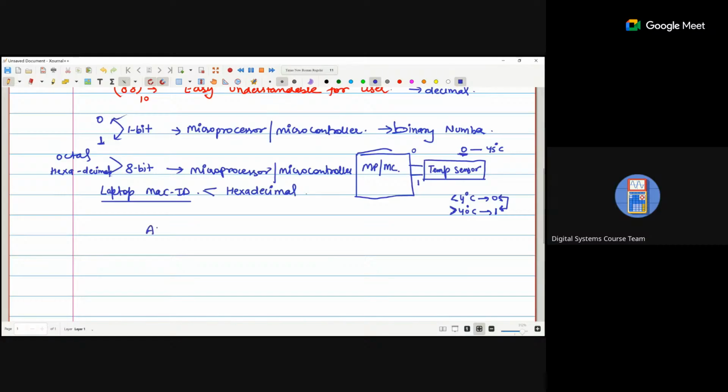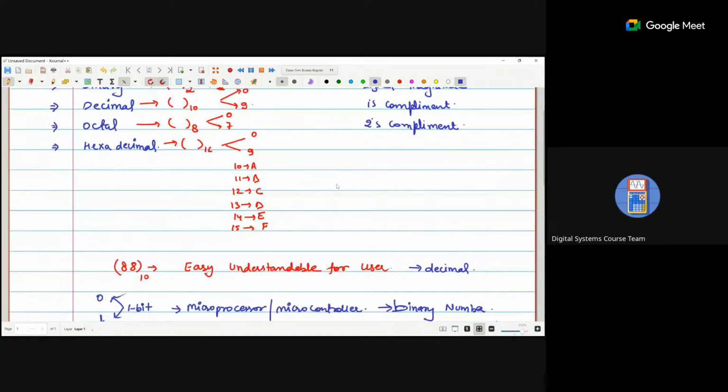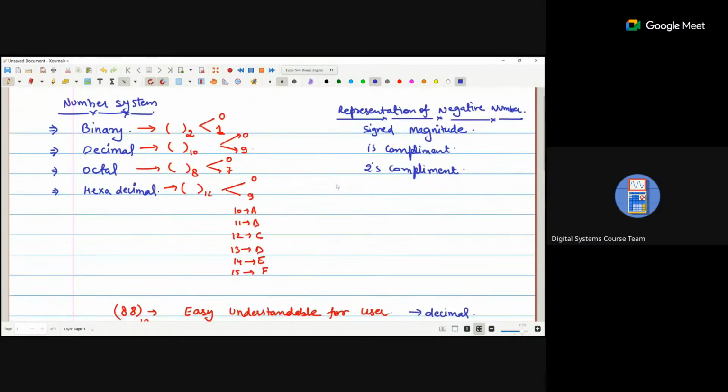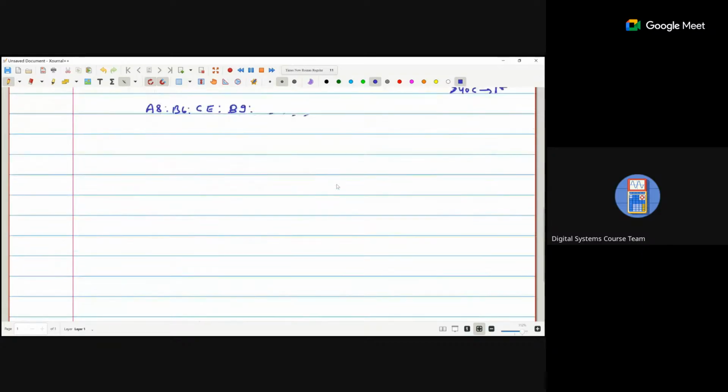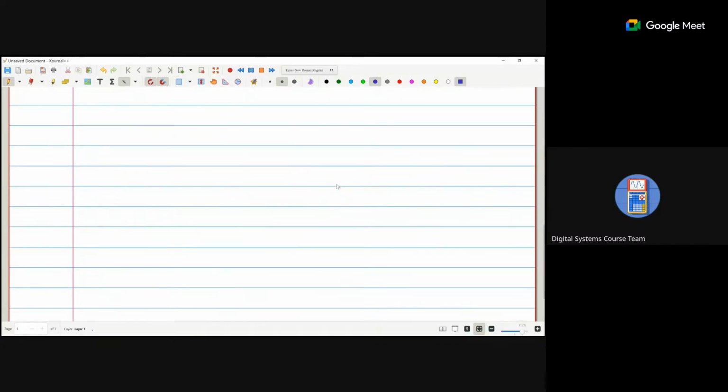The MAC ID is like A8:B6:C T:B9, like this way. It is a hexadecimal representation. Nowadays these are used. If you go to the next term, digital system design, we are using the hexadecimal representation. So these are the uses of this number system.